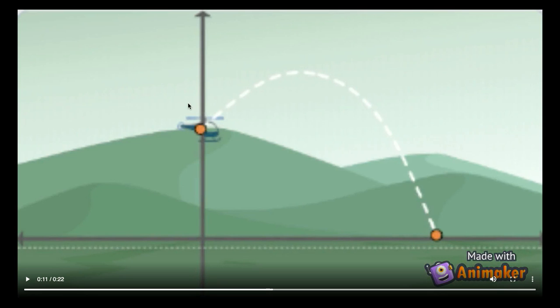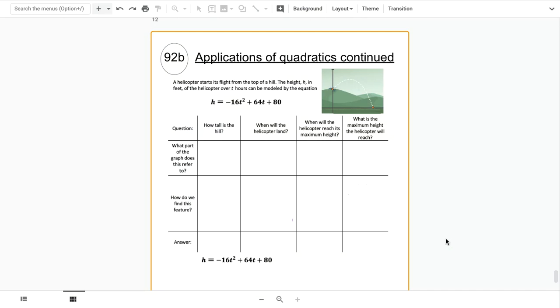So as you guys can see, the path this helicopter takes is very parabolic in nature. In fact, it is quadratic. So we're going to take a look at its equation and take a look at a few different types of word problems we might see associated with this type of problem. So go ahead and turn to page 92B in your notebook.